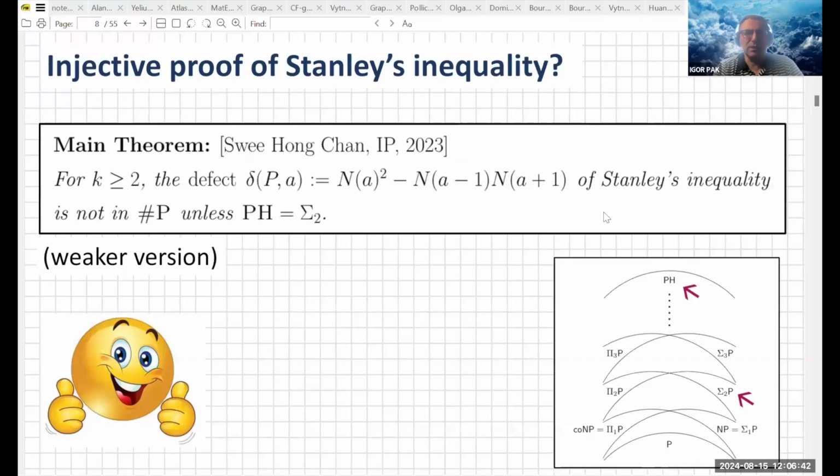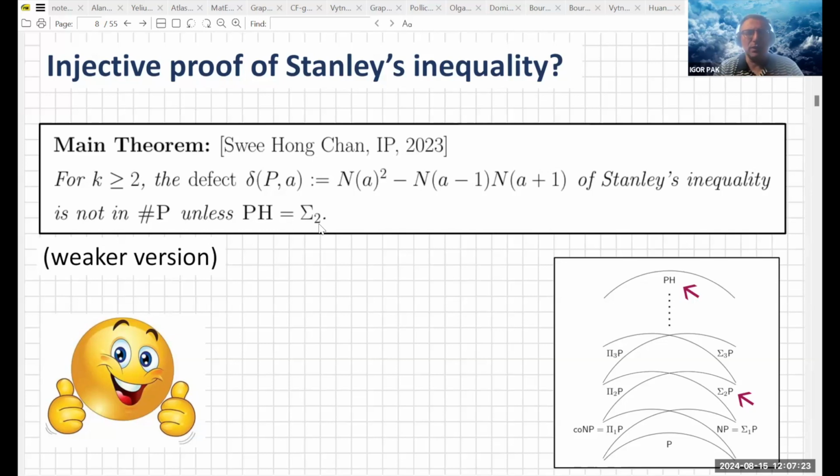One way to understand the result is to ask whether there exists a combinatorial proof of it. One can define the defect of this inequality to be the larger part minus the smaller part, and ask if the defect is in #P. We're saying no. This defect, which is a non-negative integer function, is not in #P unless PH is equal to Σ2.